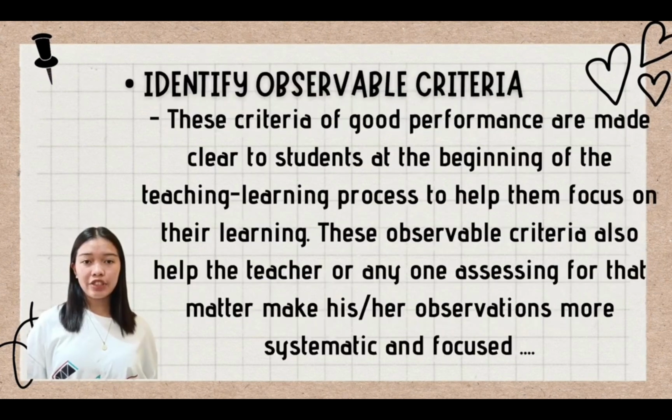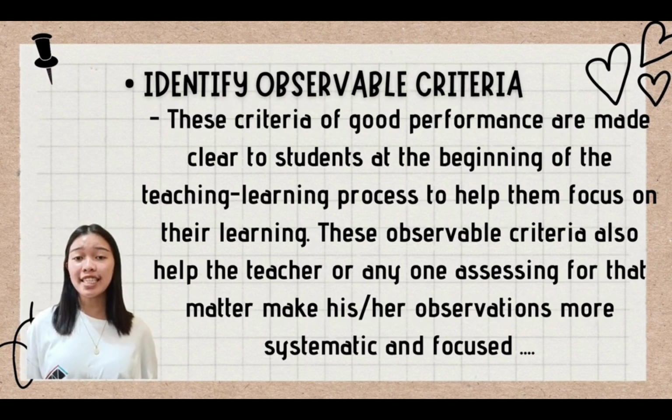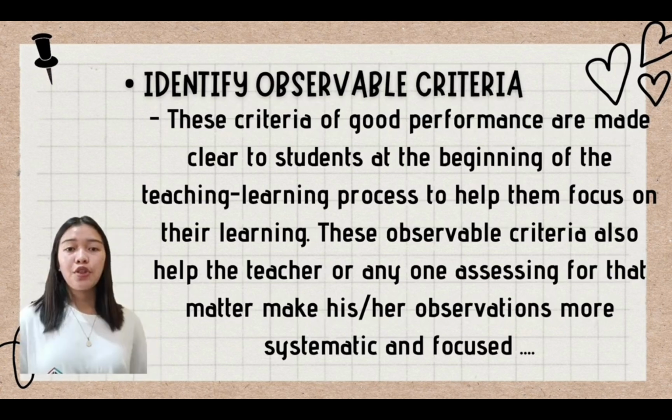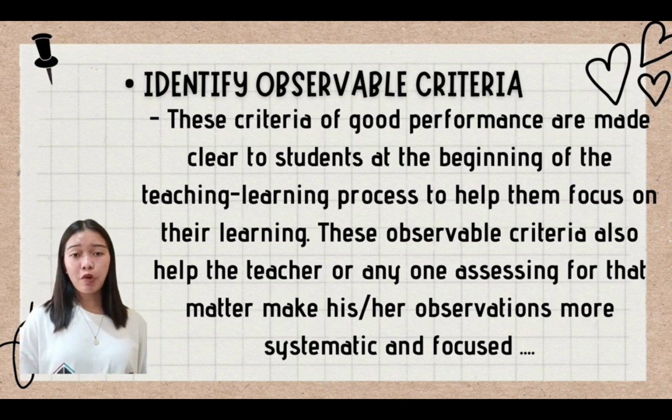Identify observing criteria. These criteria of good performance are made clear to students at the beginning of the teaching and learning process to help them focus on their learning. These observable criteria also help the teacher, or anyone assessing for that matter, make his or her observations more systematic and focused. So the most important factor of a performance assessment is a criteria or rubric.